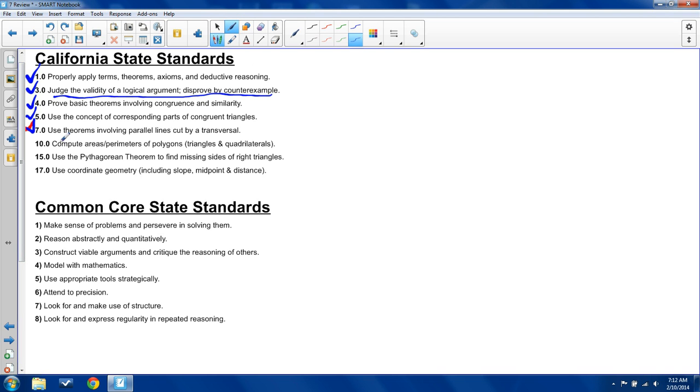Okay, 10.0, compute areas and perimeters of polygons, triangles, and quadrilaterals. Let's do the formulas. First of all, perimeter means adding up the sides. Not really another way for me to talk about that one. If I add up the sides, then I get the perimeter. Now the perimeter is in single dimension units, and I'll talk about that later. Areas, I'll defer.